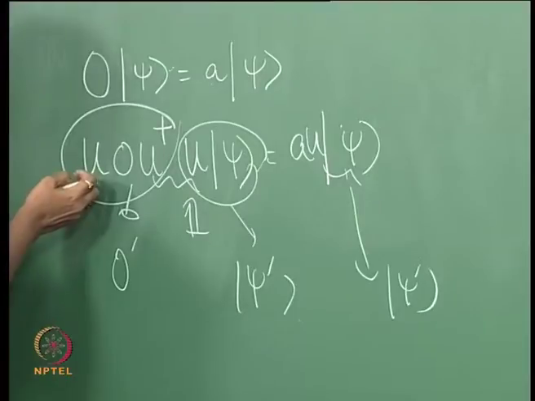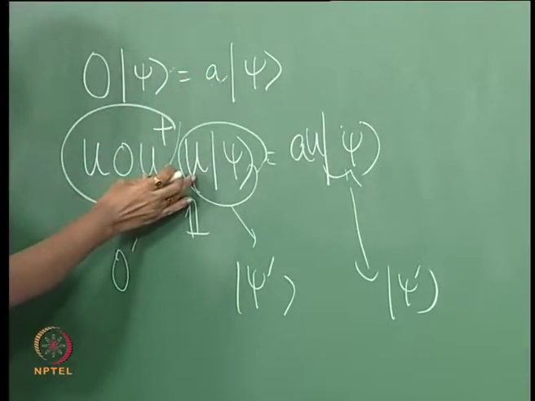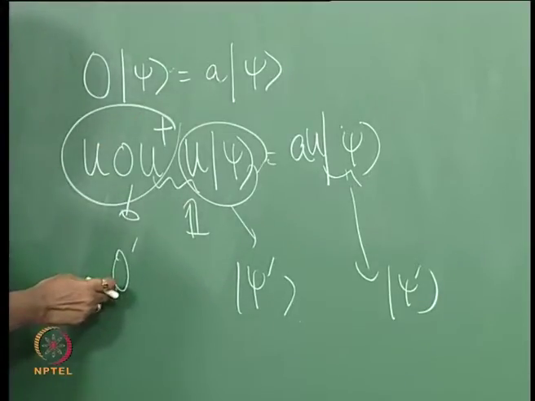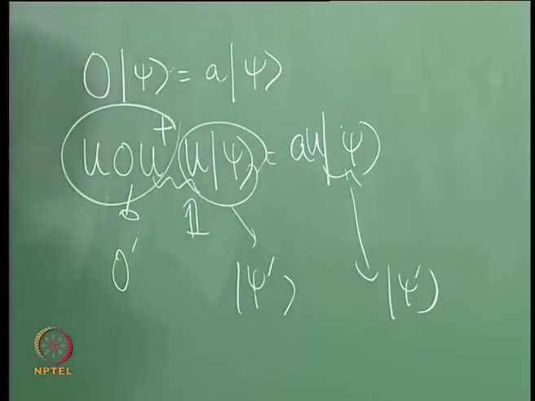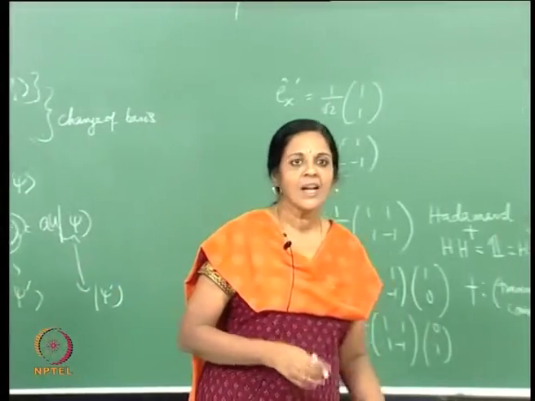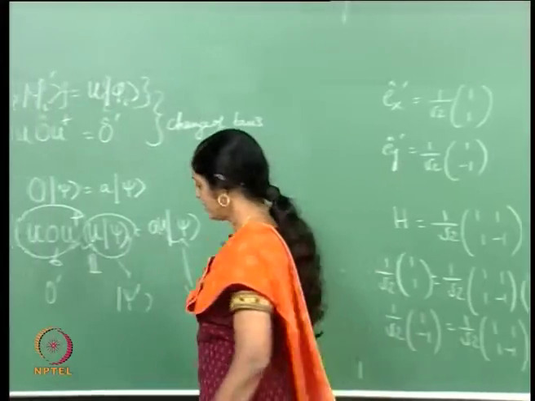So all that I have done is multiply this whole thing by u and insert a u dagger u in between and recognize this as the new operator, that is the operator in the primed basis, and this as the new state. So under a unitary transformation, eigenvalues continue to be whatever they were numerically.